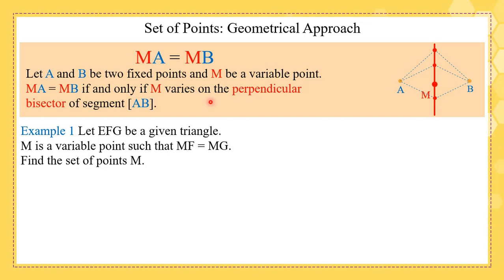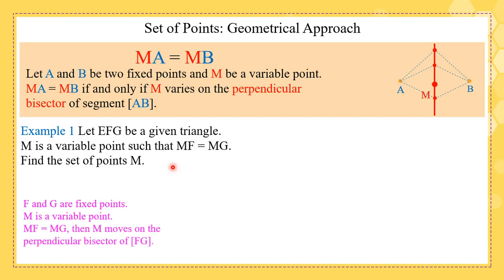Let's see example 1. EFG is a given triangle. When we say that EFG is a given triangle, this means that the 3 points E, F, and G are fixed points. M is a variable point such that MF is equal to MG. The question is to find the set of points M. Now let's specify the fixed points and the variable points. F and G are two fixed points and M is a variable point. MF is equal to MG.